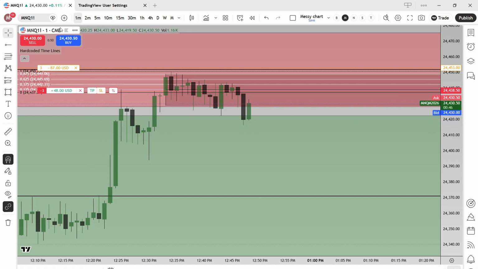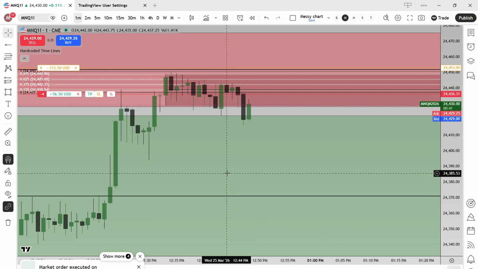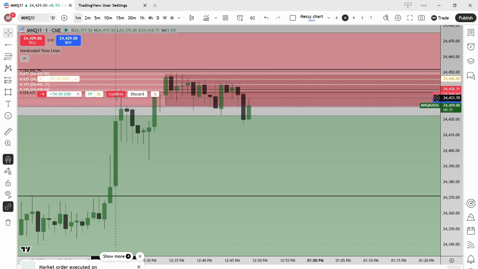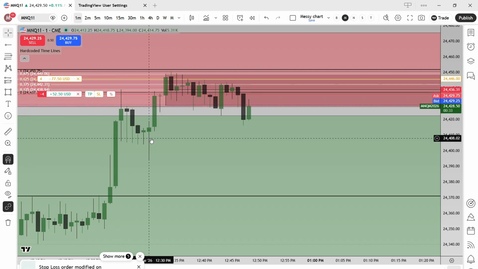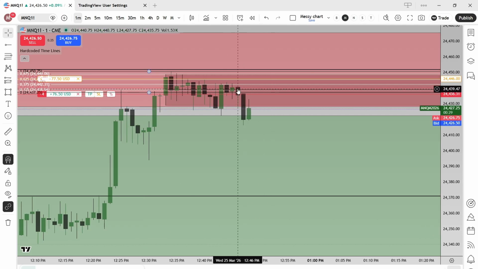Immediate rebalance, so I'll have a contract there. Tighten the stop loss to right above the 50, one quadrant above that. So I don't really want to see it return above these highs.